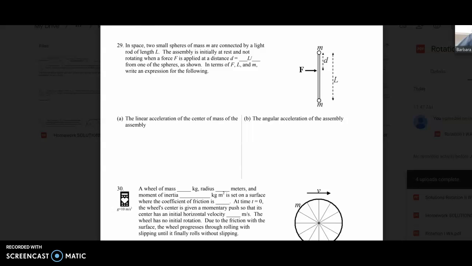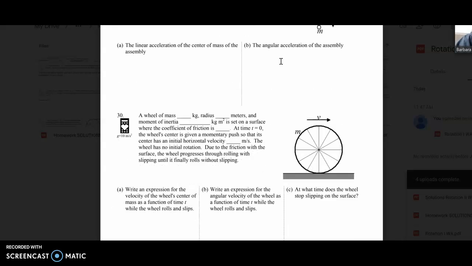The angular acceleration, remember that both masses are half L from the center of the rod. So the rotational inertia should be 2m, right? mr squared, but m is 2m and r is half L. So 2m times (1/2 L) squared, or 1/2 mL squared. The force is applied at R, which is 1/2 L minus D. And then I would use I alpha equals R cross F, solving for alpha.